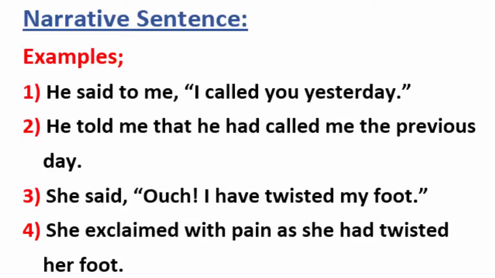Example number 3, she said, ouch, I have twisted my foot. This is direct narrative sentence. Example number 4, she exclaimed with pain as she had twisted her foot. This is indirect narrative sentence.